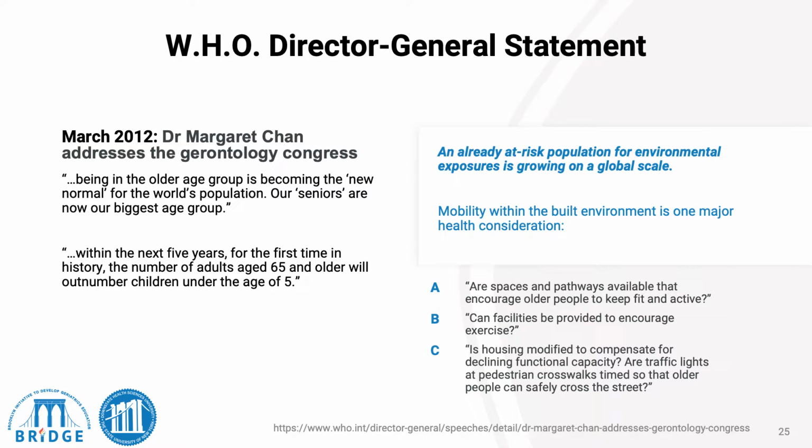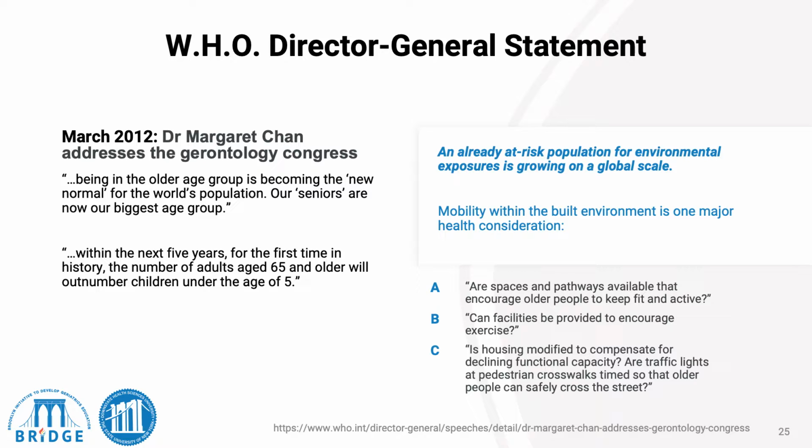And we really have to think about not just what their exposures were early in childhood, but also how are we helping those people? What is going on in the built environment? Because the built environment is part of environmental health. How are we ensuring that their health is taken care of and that outcomes aren't made worse or new outcomes don't develop? For instance, with the built environment, are spaces and pathways available that encourage older people to keep fit and active? This is an important question in clinical care too.